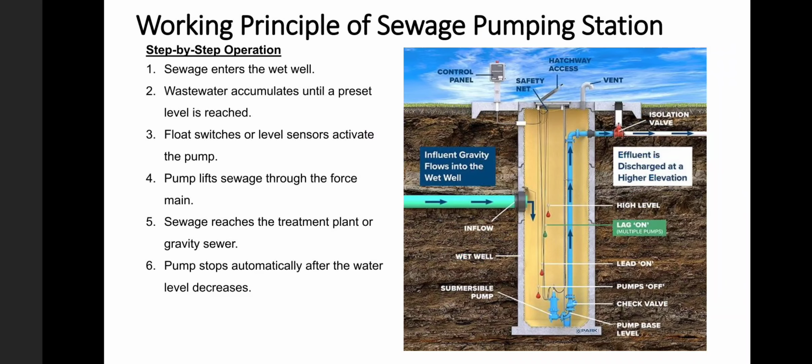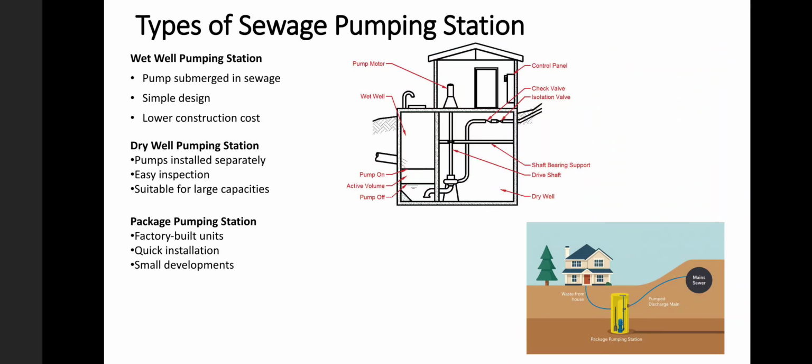Once the level is reduced, the sensors will stop and the pump will stop automatically, and the water flow is restricted. So, types of sewage pumping stations: wet well pumping station, dry well pumping station, and package pumping station.